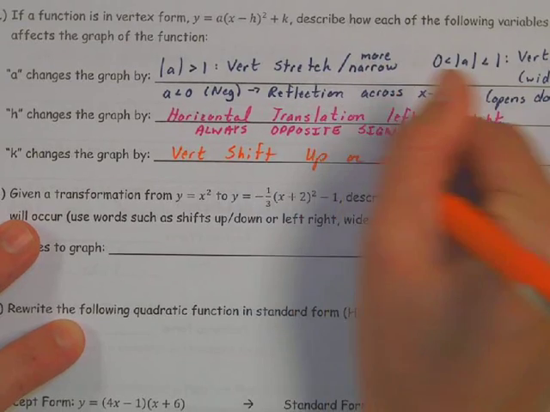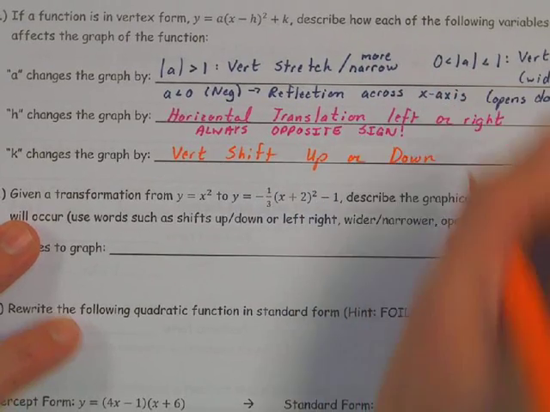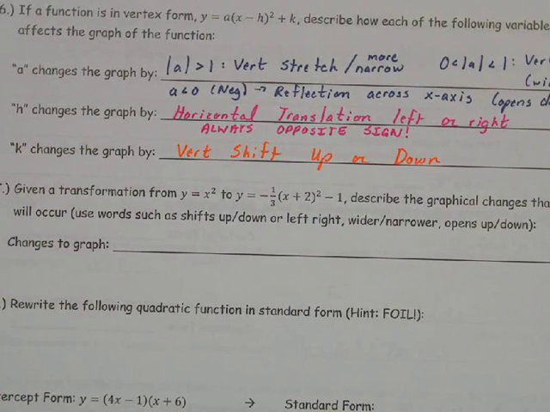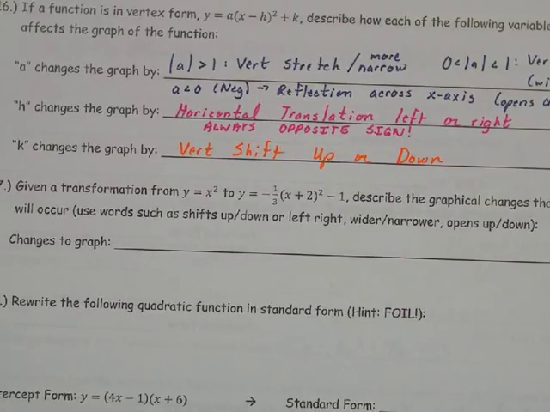So if I'm given an equation, like in number 17, it says to describe the graphical changes, using words like shifts up or down, left or right, wide or narrow. I'm going to use some of the more mathy words, because that's the way I've taught it, and I want you to be comfortable and familiar with these math words. I think that's how it's going to be on a state-issued exam. So, changes to the graph.